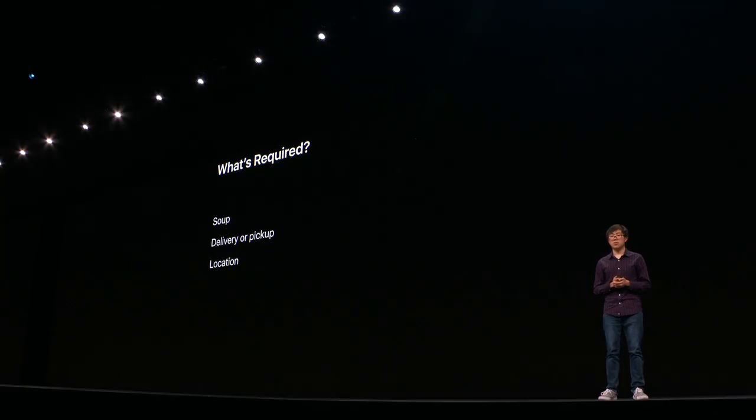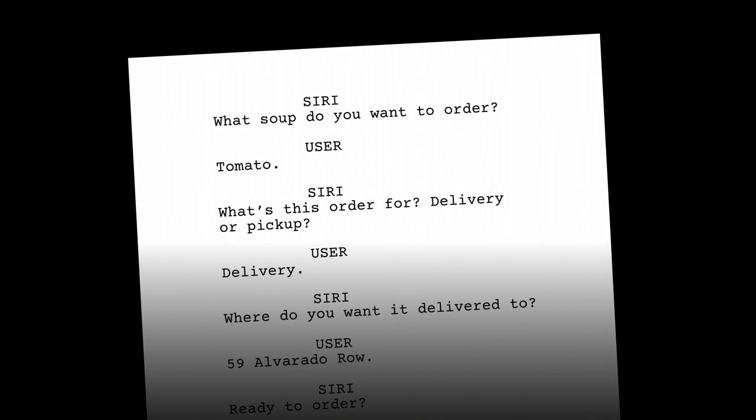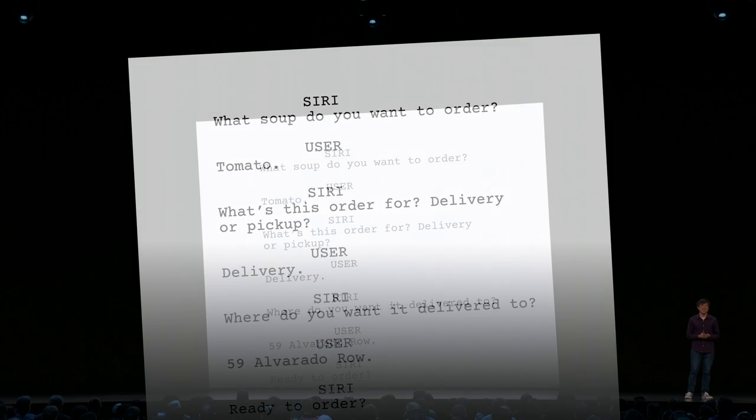To start thinking about the order and manner in which you might collect this information, you should think of your app's interaction as a conversation between your user and Siri. And one way to visualize this conversation is with a script, which is useful for quickly jotting down one conversational path.